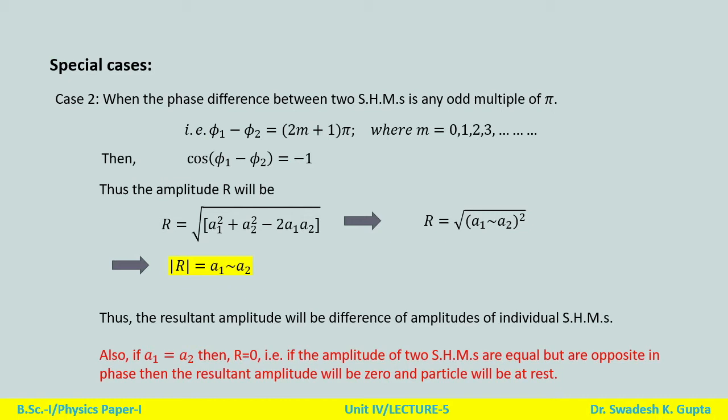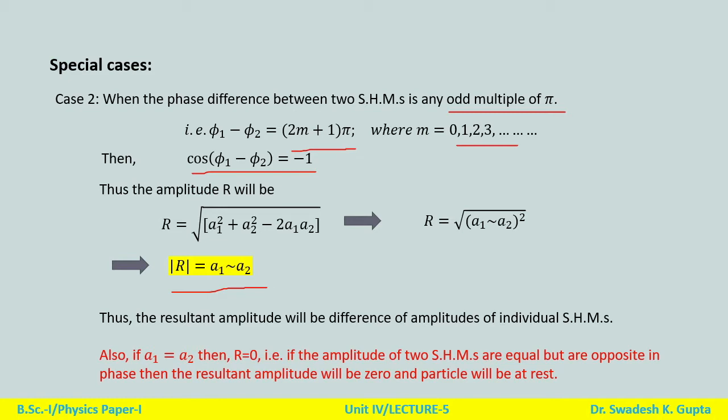Case 2 is when the phase difference of the two SHMs is an odd multiple of pi. It means if we put phi 1 minus phi 2 is equal to (2m plus 1) pi, where m is equal to 0, 1, 2, 3, then in that case the cos will always have the value minus 1, and the resultant amplitude will be the difference of the amplitudes of the two SHMs.